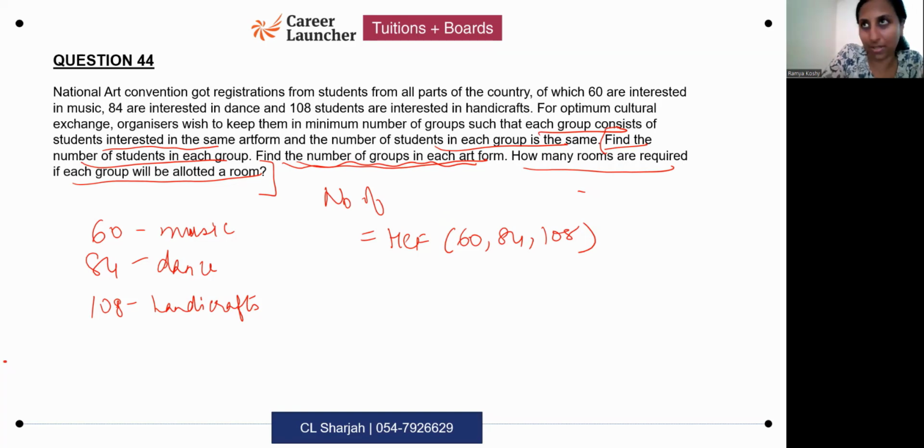Sorry, I wrote it wrong. You're right. Thank you for pointing that out. Find the number of students in each group is what I'm finding out first. Okay. So number of students in each group. That is what we are finding first.